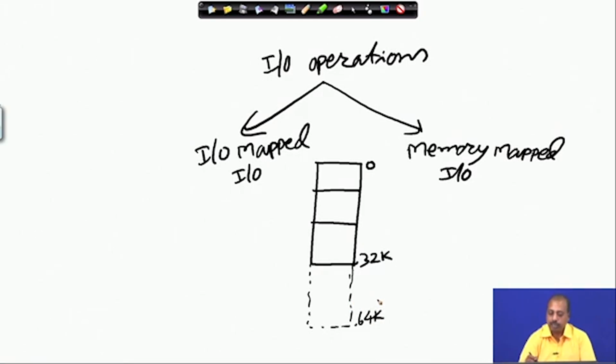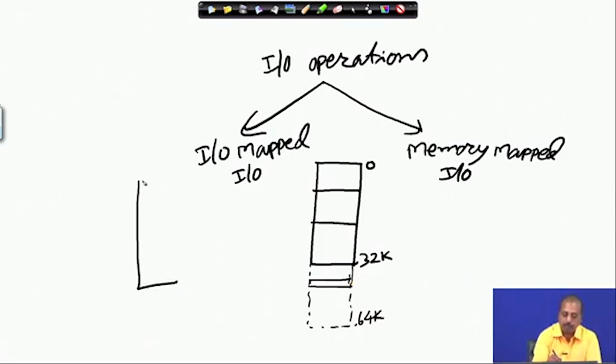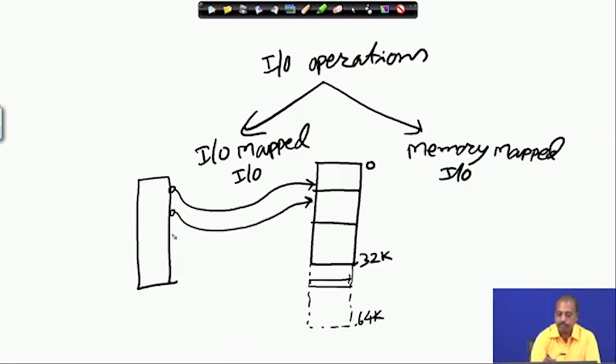So, what I can do is use some of these locations to connect the IO devices there. In that case the advantage that we have is, instead of having two different decoders, we can have a single decoder for both the memory and the IO operation. If this is the decoder, some of the decoder outputs are enabling the memory chips, and some of the decoder outputs may be selecting a particular IO device.